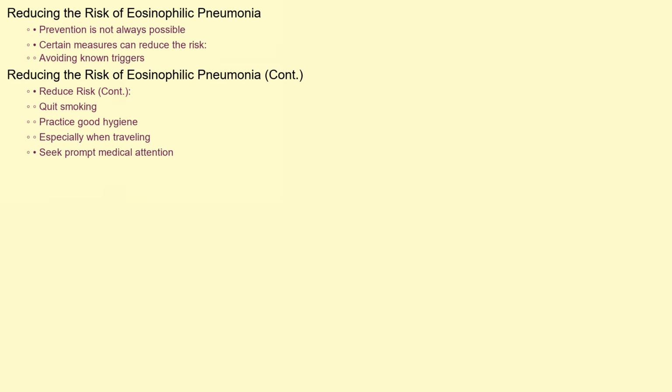While it's not always possible to prevent eosinophilic pneumonia, certain measures can reduce the risk. Avoiding exposure to known triggers, such as certain drugs or occupational hazards, is important. If you are a smoker, quitting smoking can significantly reduce your risk of developing acute eosinophilic pneumonia. Practicing good hygiene, especially when traveling to areas with parasitic infections, can help prevent parasite-related cases. If you suspect you have symptoms of eosinophilic pneumonia, seek medical attention promptly for early diagnosis and treatment.